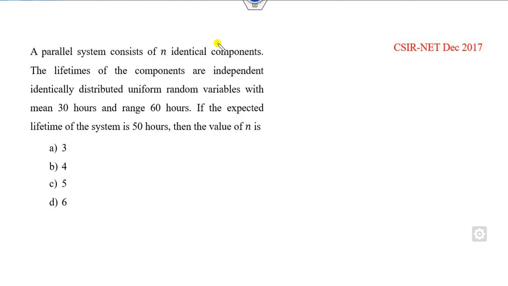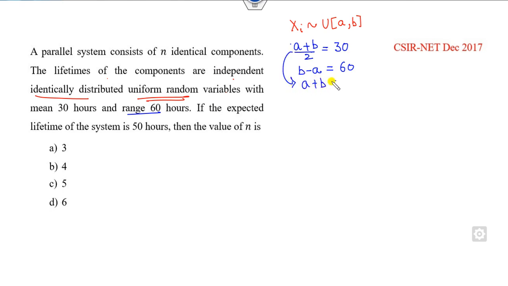A parallel system consists of n components. The lifetimes are independent and identically distributed, uniformly over the domain A comma B. Given that the mean is this, what is the mean of the uniform distribution? And the range is 60, so B minus A is 60. If you solve, clearly B will be 60 and A will be 0. So the xi's follow the uniform distribution over 0 to 60.